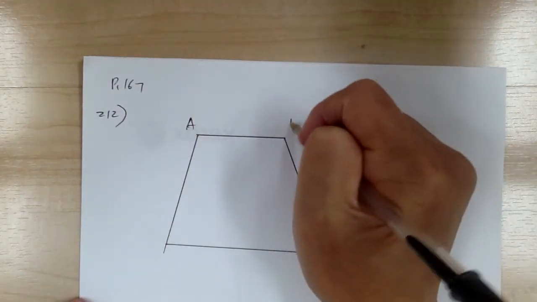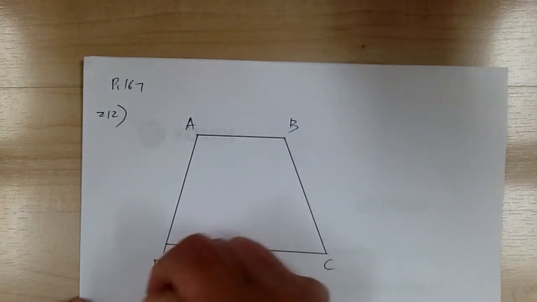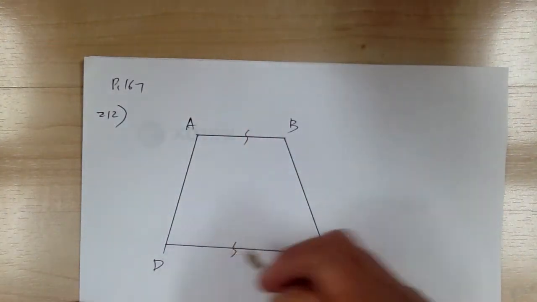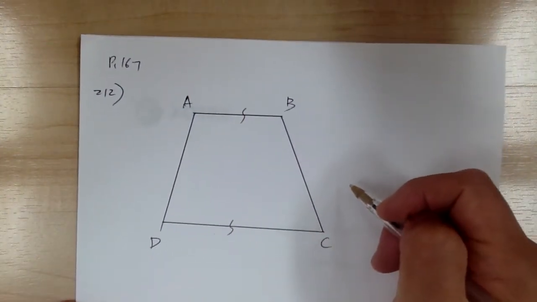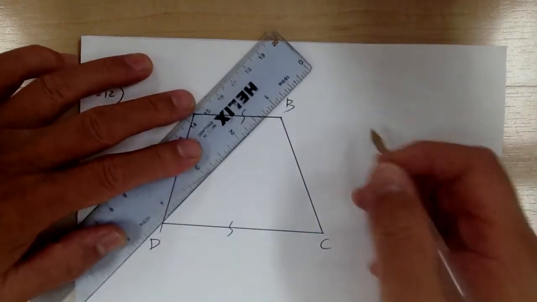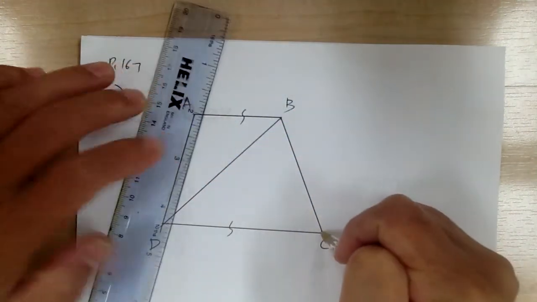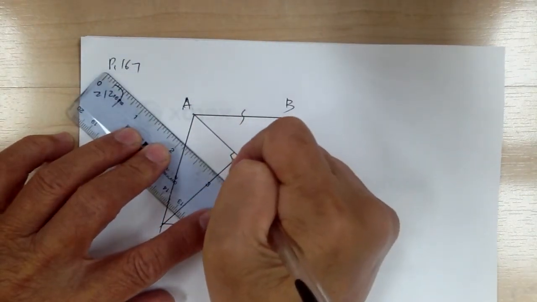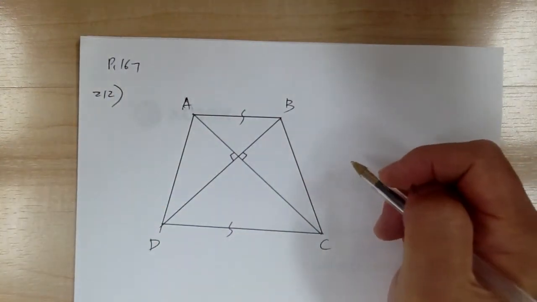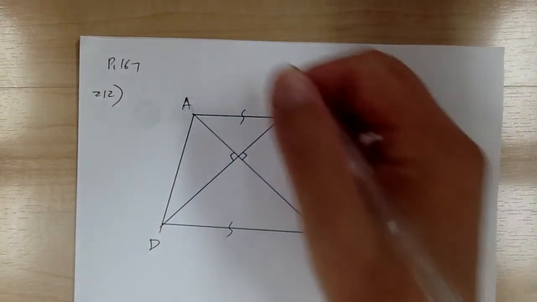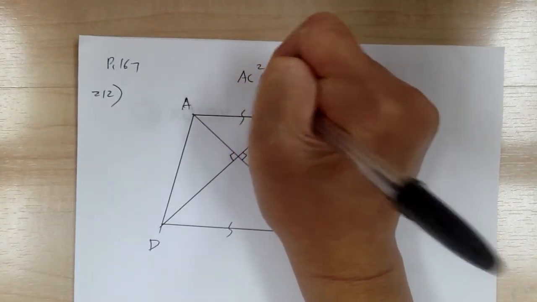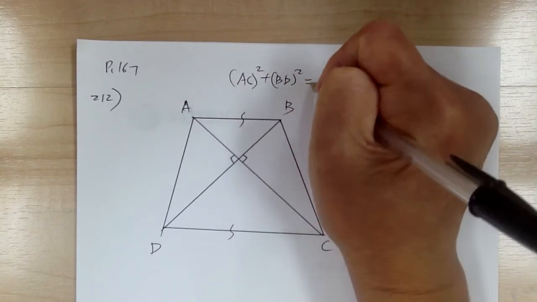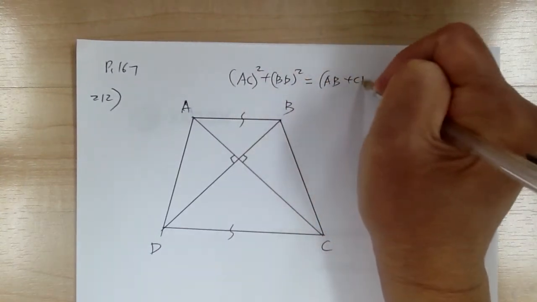And let's call it A, B, C, D. And it tells you that AB is parallel to CD, so AB is parallel to CD. Okay, and the diagonals are also perpendicular. Okay, and you want to prove that AC squared plus BD squared is equal to (AB plus CD) squared.